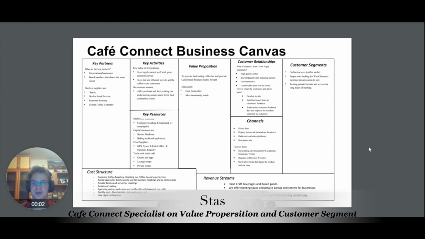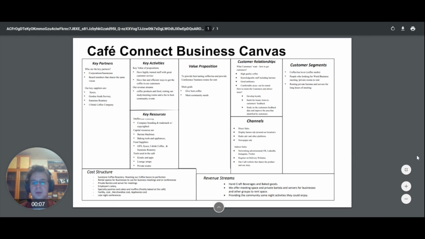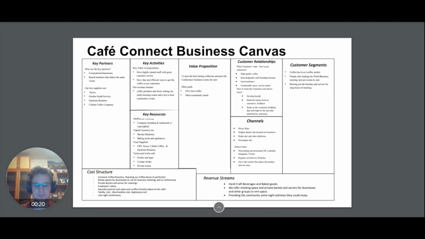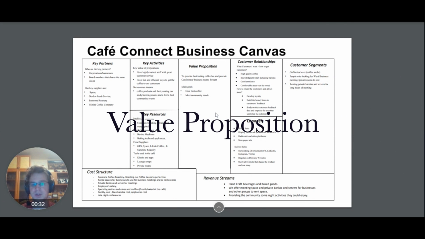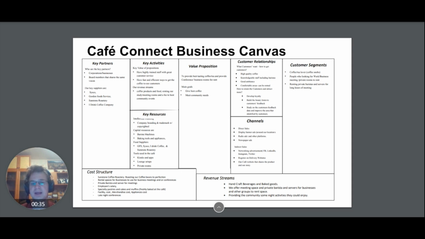Hello, on your screen now you can see the Cafe Connect business model canvas. Me and my colleagues will be covering all these points. Personally, I will be covering the value proposition and the customer segment. But before we start, I would like to mention that our business model did change. As during our study, we learned more, so some of the points have changed. However, the value proposition didn't change a lot. We are still trying to provide the best quality coffee or tea to our clients.